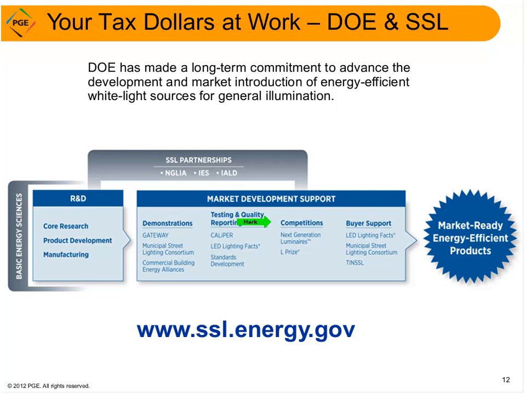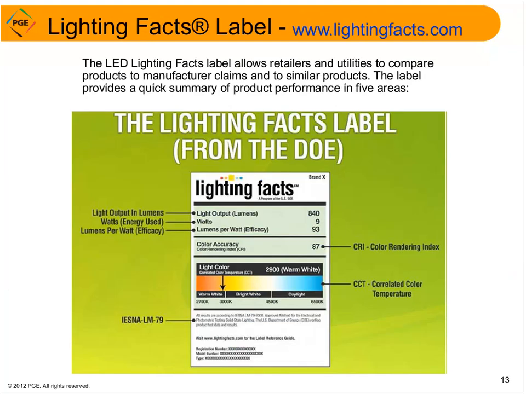Product competitions have challenged manufacturers to create better market-ready products, and end users need help and confidence when choosing to buy LED products. Good and useful labeling is an example of this type of help, and there's a lot of educational resources available at this site as well. The Lighting Facts label that you see here is similar to a nutrition label, so it gives you important information about an LED lamp.